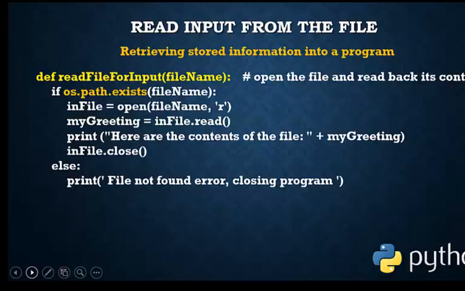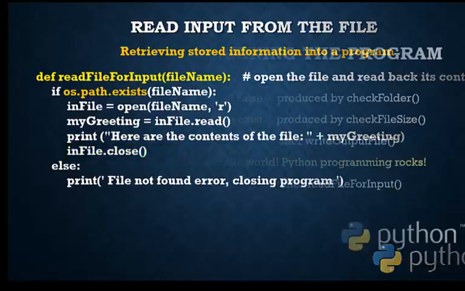The next instruction uses the file object variable InFile, which we created from the result of the open function. InFile will be the name we use inside this function to refer to the file. We extract the text as a string into our program by assigning the result to myGreeting, which is a string variable. Next, we print a label and the stored input from myGreeting. We are finished using the file, so we remember to call the close function for InFile.